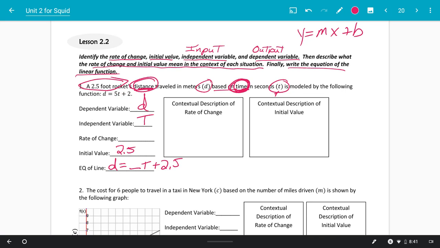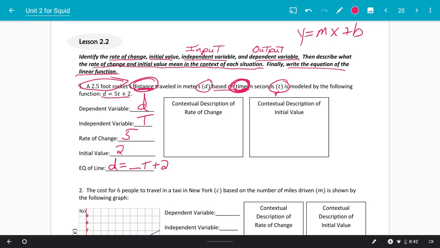But look what I covered up. I covered up the equation. What was the equation? So my rate of change is 5. Gee, I wonder why they made initial value 2.2 instead of 2.5. I don't know. Maybe they buried it down a half foot into the ground. I don't know.